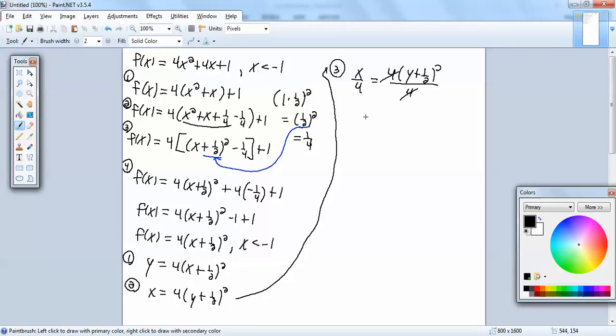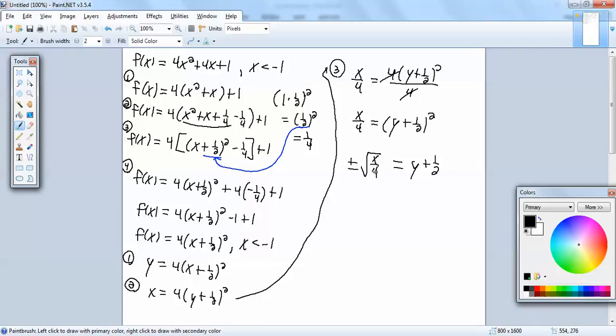Those 4's cancel, and we got x over 4, or 1/4 x, depending upon how you want to write it, equals (y plus 1/2) squared. Now square root property. If we got something squared equal to something else, you drop your squared, and you put a plus or minus square root around the other side.